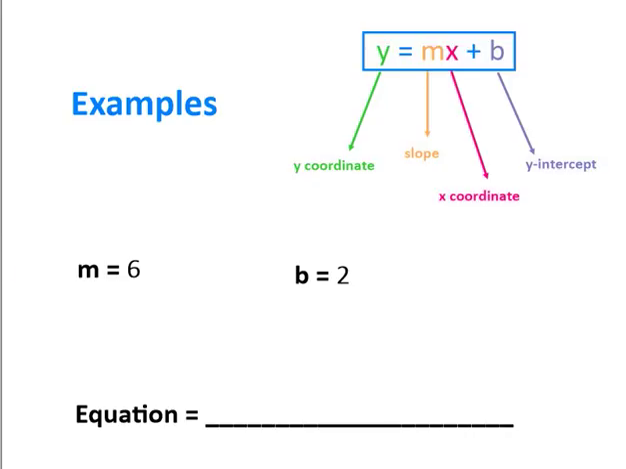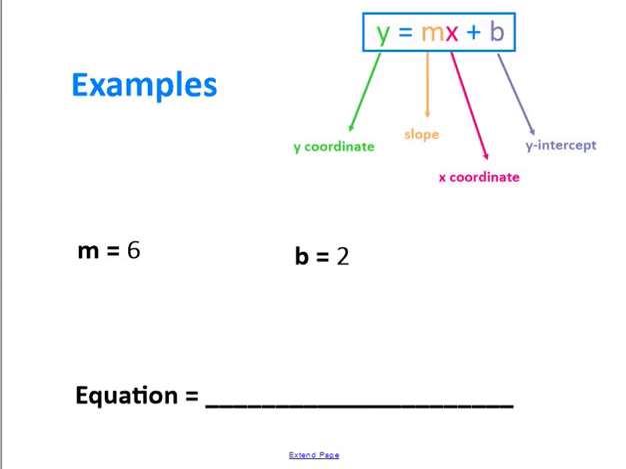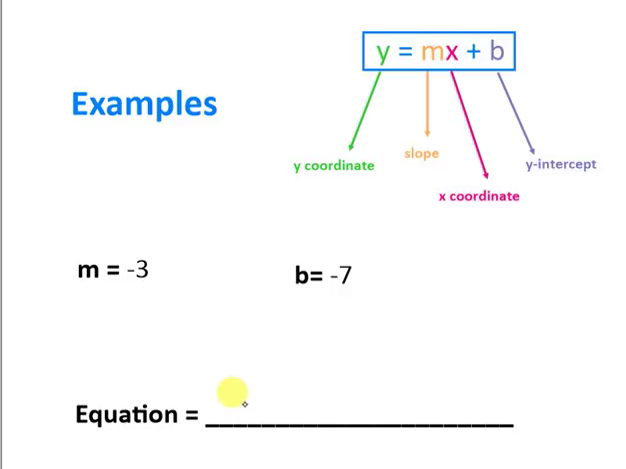All right, now we're going to go the opposite way. Now I'm going to give you the slope and the y-intercept, and we're going to construct this formula right here. So we're always going to start off with y equals, then we have our slope, 6, then we have our x-coordinate, and our y-intercept is positive 2, so plus 2. And there's our formula.